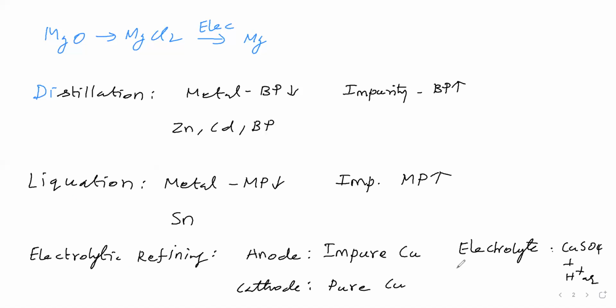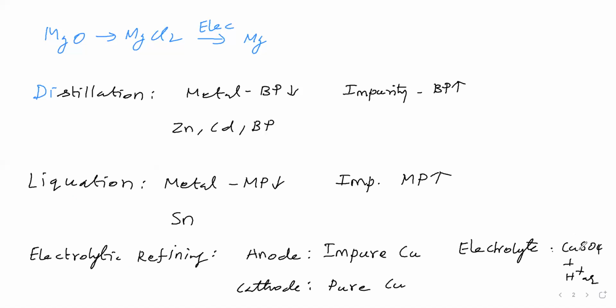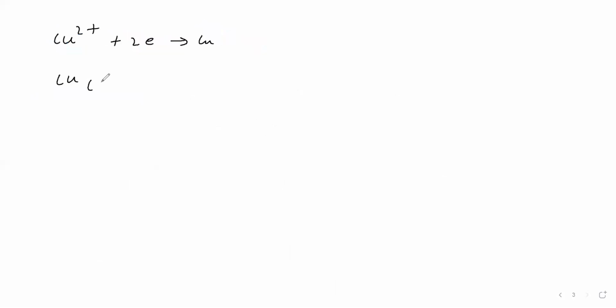Here we will see the cathodic and anodic processes. The copper ion in the electrolyte goes to the cathode, undergoes reduction, and becomes copper. At the anode, the copper atoms in the impure copper undergo oxidation and become copper ions. This copper ion goes into solution.